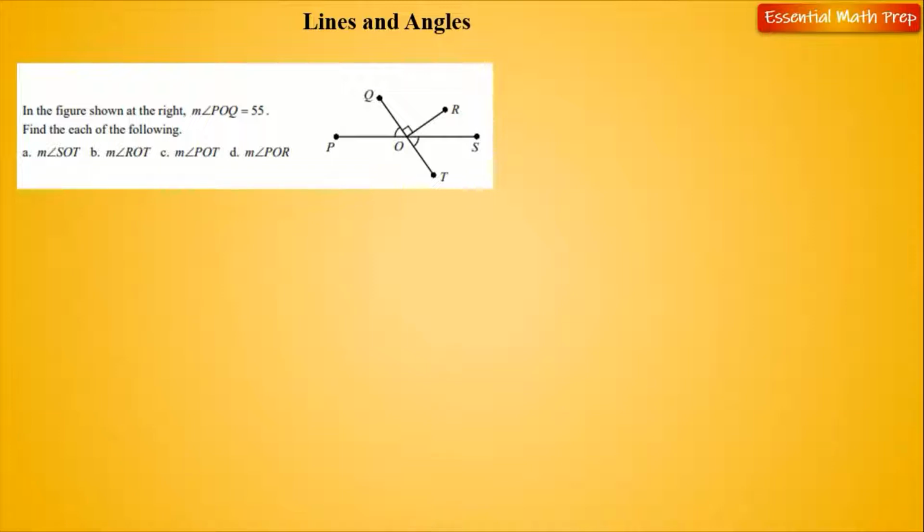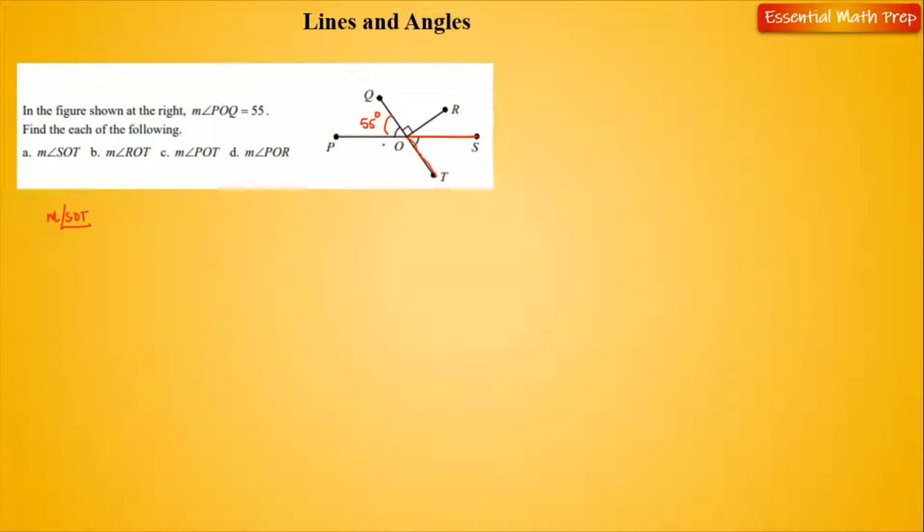Let's get started. In the figure shown on the right, we know the angle POQ is 55, and you're asked to determine the following angles. So here's how you do it. We do know angle POQ, which is this, corresponds to 55 degrees. So let's figure out angle SOT, which is this angle right here.